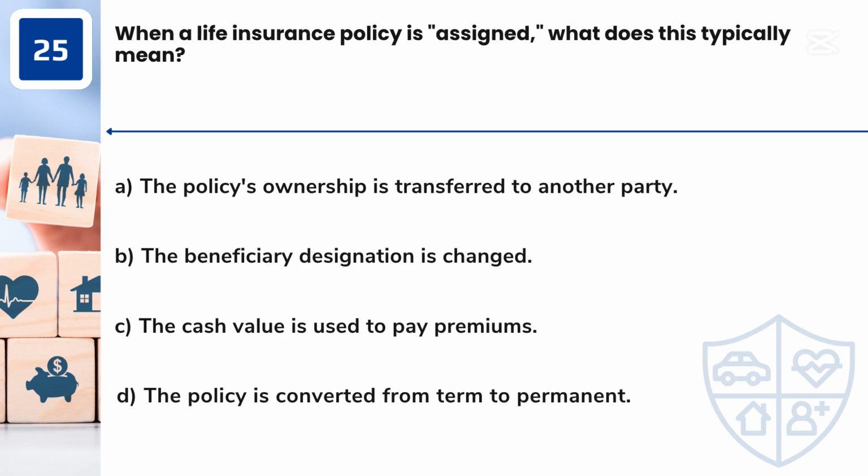Question 25. When a life insurance policy is assigned, what does this typically mean? A. The policy's ownership is transferred to another party. B. The beneficiary designation is changed. C. The cash value is used to pay premiums. D. The policy is converted from term to permanent.